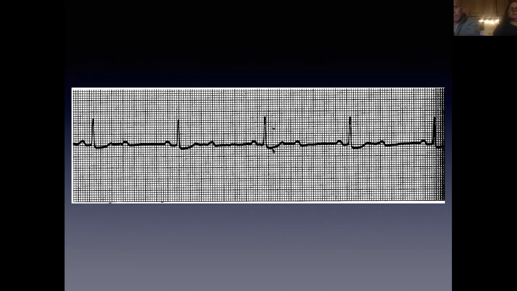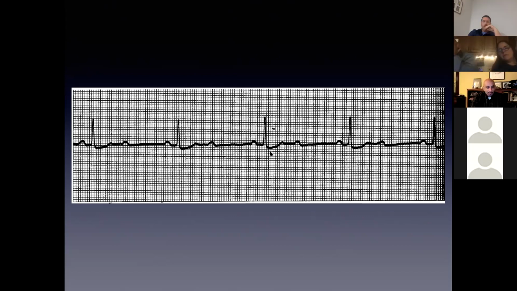So we're left with second degree block. It's one of the second degree blocks. Is it second degree type 1 or second degree type 2? Type 2. That's the right answer in this sense: because we don't have two conducted beats in a row, we can't tell if the PR interval is getting longer or not. If you had two conducted beats in a row, then you'd say the PR interval is getting longer and then drop, or the PR interval is fixed and then drop. But we can't know.